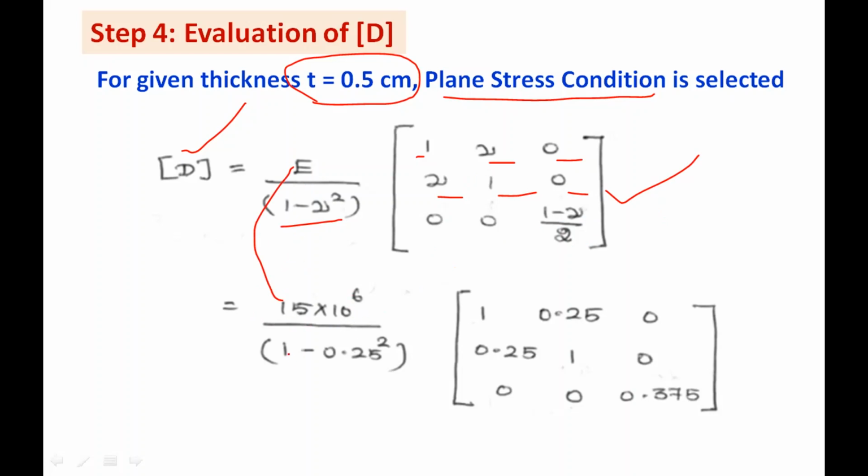15 into 10 power 6 Newton per centimeter square. Here 1, 0.25 is the nu value. So here we are substituting the nu value like this. Now we have to simplify these terms. This constant is to be simplified first. Then we have to make these elements of the matrix whole numbers.